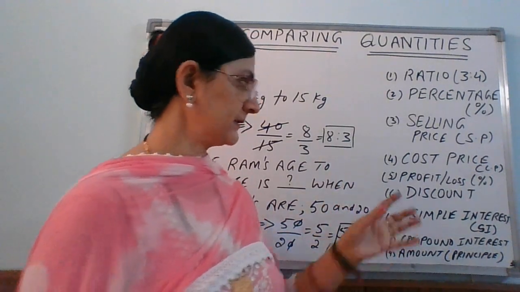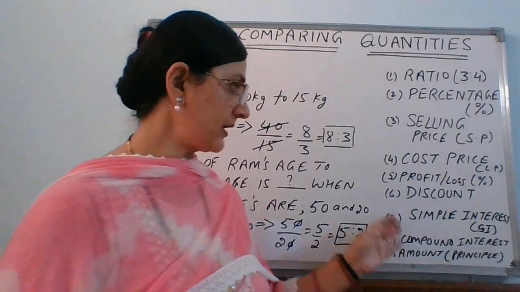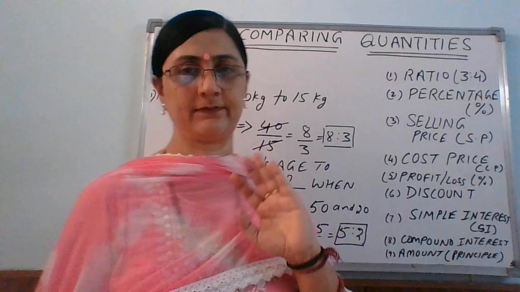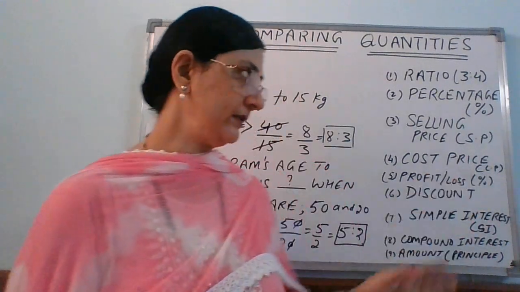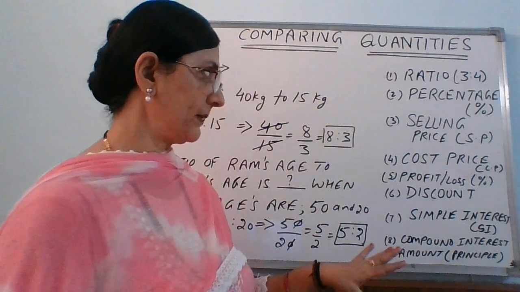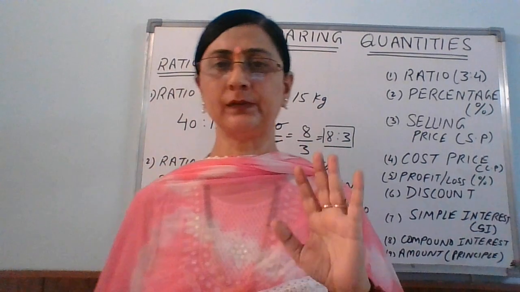The discount, sometimes you get a certain discount on certain items when you buy. Simple interest, compound interest, and amount, how to find the amount when the principal is given, right? What is principal, what is amount, I will be explaining in this video, right? Now these are the topics of comparing quantities. So I have started with the ratio, how to find the ratio.